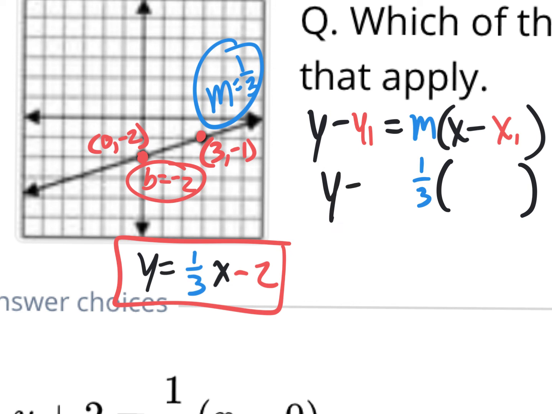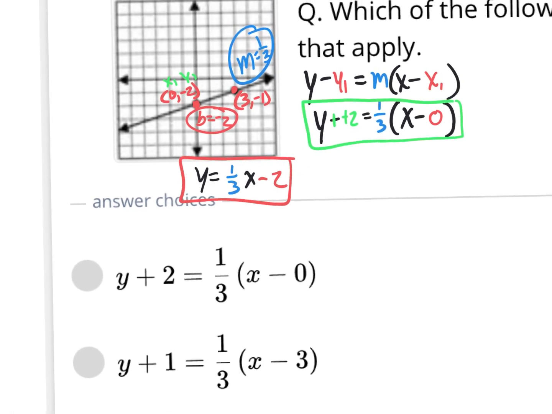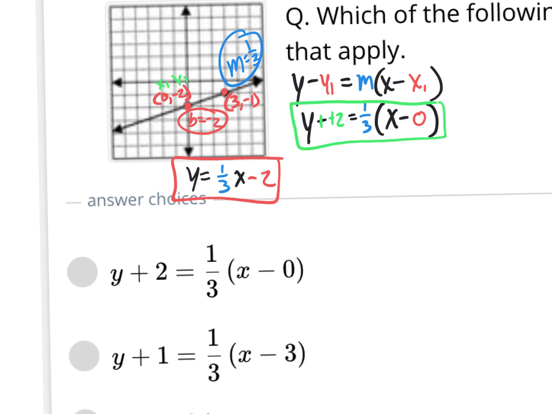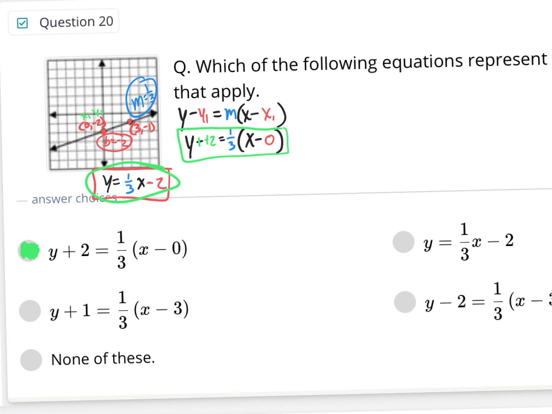Y minus y1. Okay, so let's use the first point, x1, y1. Y minus y1, that'd be y minus a -2 equals the slope 1/3 x minus x1, which happens to be 0. So this might be an option, right? That might be an equation, y plus 2 equals 1/3 x minus 0. And there it is. What about this guy right here? Let's see if we find that guy. Y equals 1/3 x minus 2. Yep, it is right here.